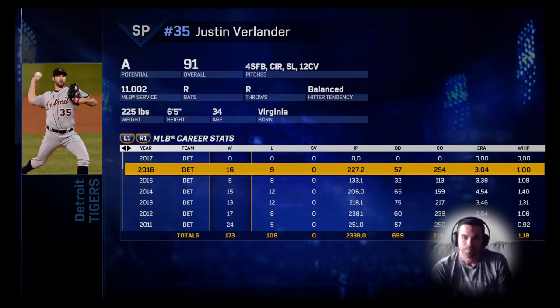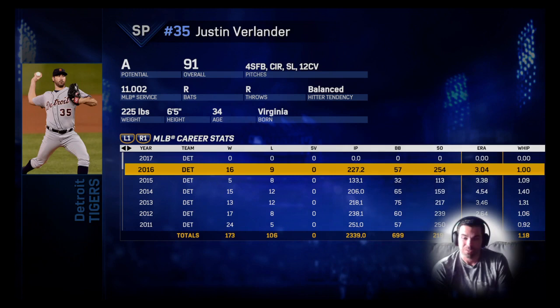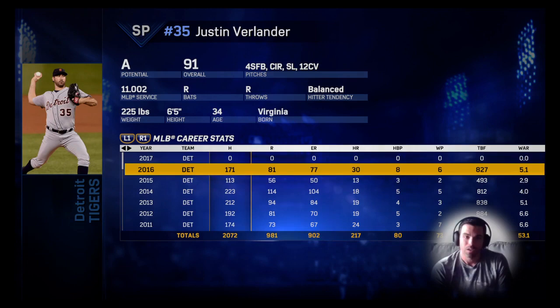And is it minuscule? I mean, not really. It's almost a full run difference. So there's different stories to be told, right? So let's go back to Volquez. That's what we were talking about originally.